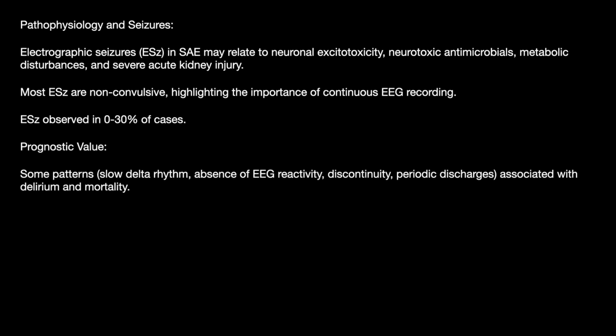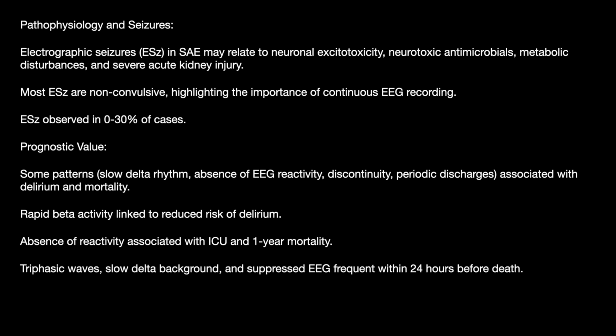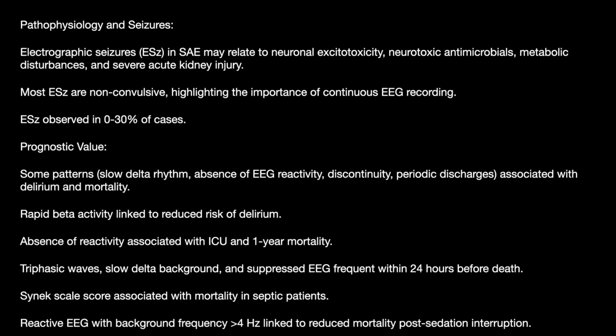The prognostic value is that some patterns, like slow delta rhythm, absent EEG reactivity, discontinuous patterns and periodic discharges, are associated with delirium and also mortality. Rapid beta waves are linked to reduced risk of delirium. Absence of reactivity is associated with ICU and 1 year mortality. Triphasic waves, slow delta waves, and suppressed EEG are frequent within 24 hours before death. The Synek scale score is associated with mortality in septic patients. Reactive EEG with a background frequency of more than 4 Hz is linked to reduced mortality post sedation interruption.